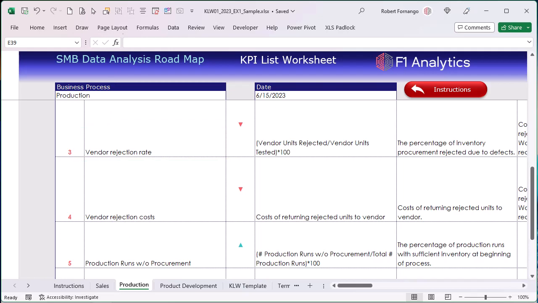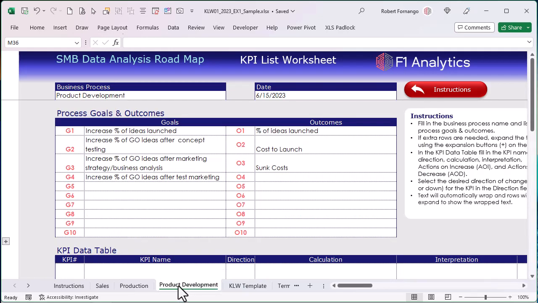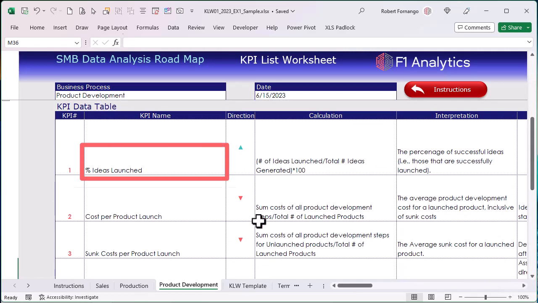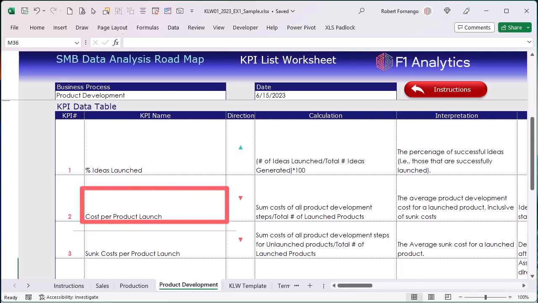In the product development process, then, we have a focus on our overall process and making sure that we have higher quality ideas that are going into the pipeline. So we want the percentage of ideas that get launched to be as high as possible, so that we're not spending time on ideas that aren't good enough to be launched and be put forward into production. We also want to reduce the overall costs of launching a product. And this is the total cost of product development divided by the number of products that actually get launched.